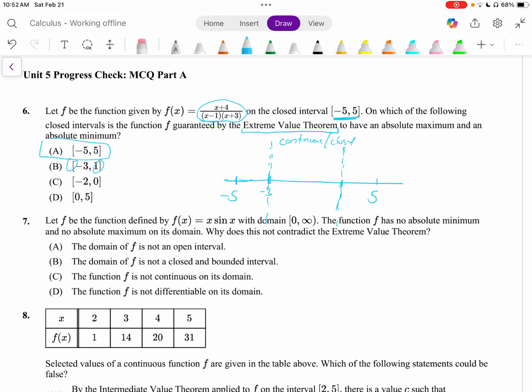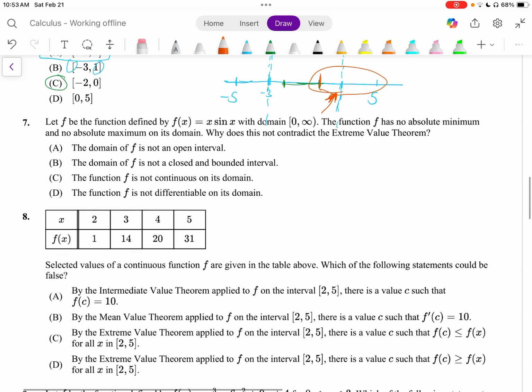Negative 2 to 0 goes from here to about here. That one is okay. So C is probably our answer. We can check 0 to 5. 0 to 5 would cross over this spot that there's an undefined value. So it's not D.